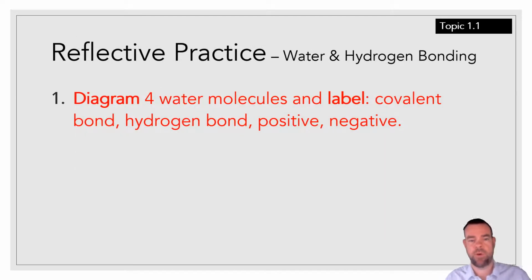Okay, so what do I want you to do with this? Well, first off, let's talk structure, right? So find 4 water molecules and diagram them bonding together with hydrogen bonds. Label the covalent bonds between the hydrogens and oxygens, the hydrogen bonds between water molecules, and then the positive and negative charges on those molecules.